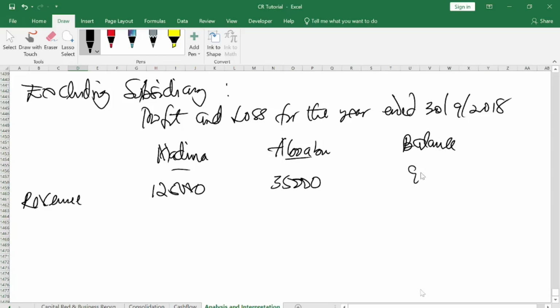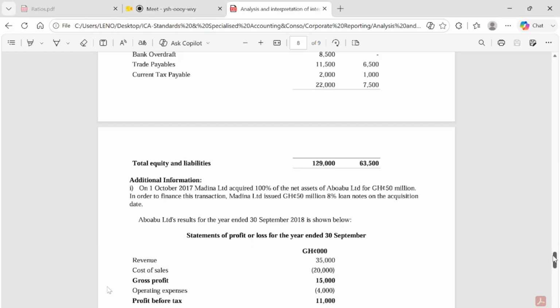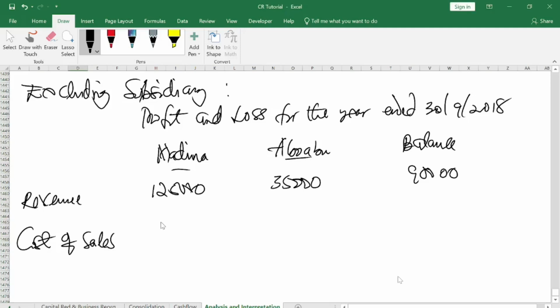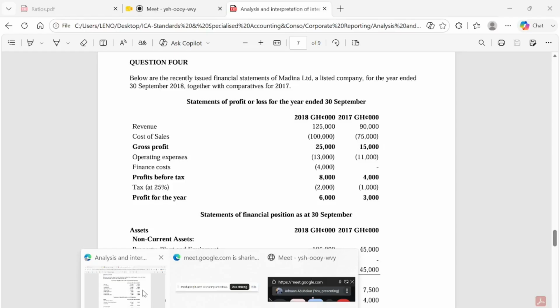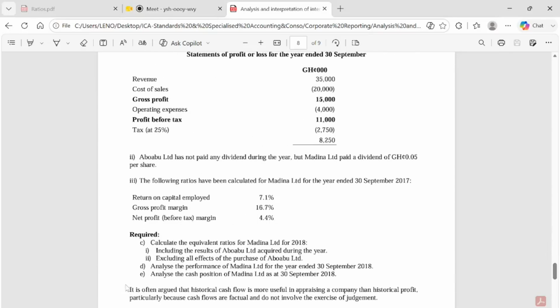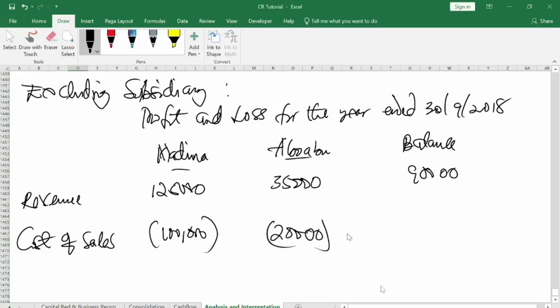90,000. And the next item is what? Cost of sales. Parent is 100,000. Subsidiary is 20,000. When you less it, what do you have? You have 80,000.